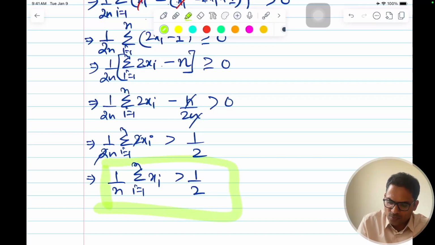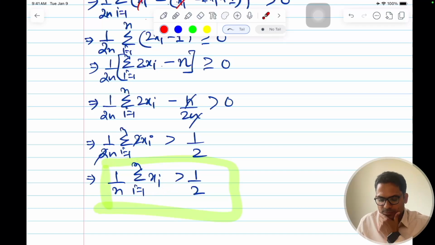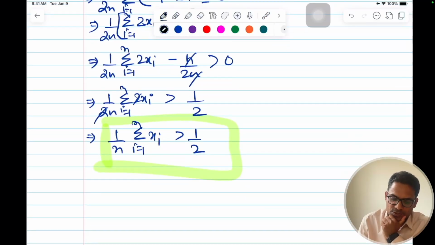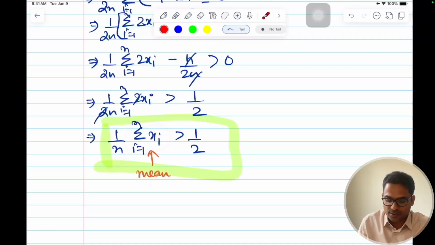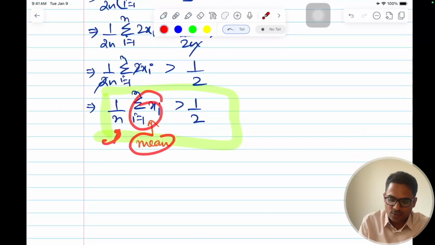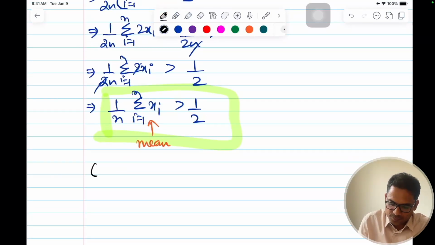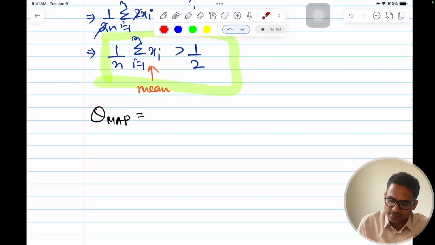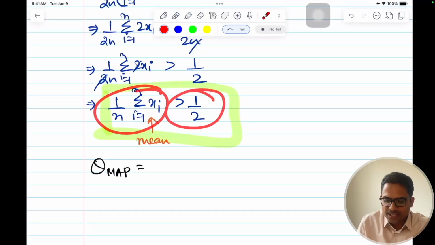So what is this value? 1 by n sigma i equal to 1 to n. We have seen this in the past, right? This is nothing but the mean: sum of all values divided by the number of terms. This is the mean. So how can we write it? What will be my theta MAP? It should be greater than half. What did we assume? For theta equal to 1, what should be the condition? For theta to be 1, the mean should be greater than half.